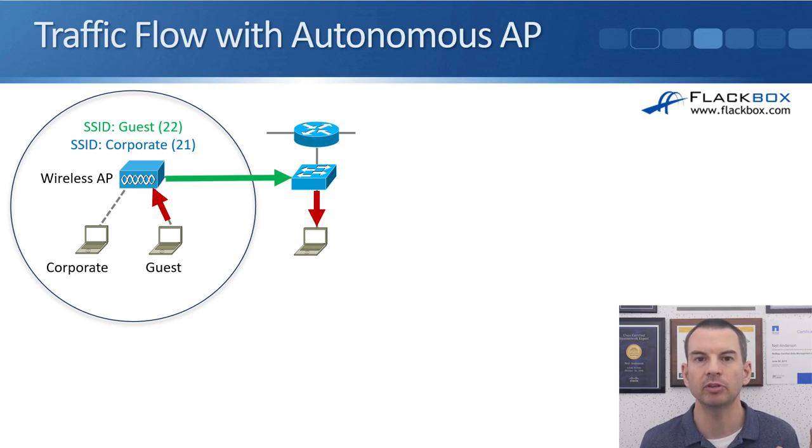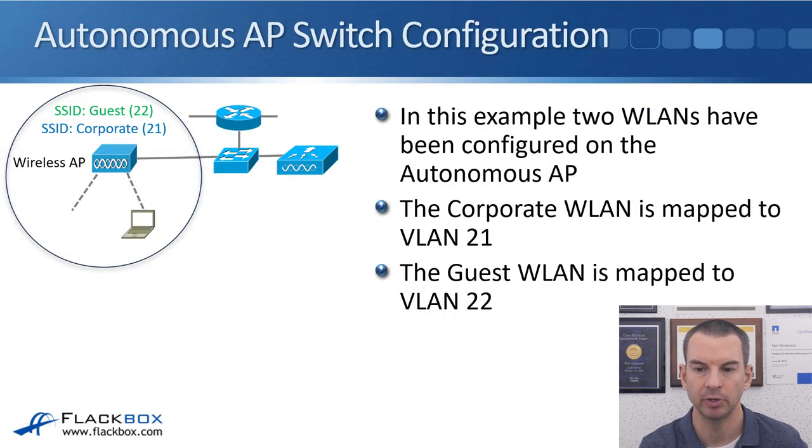So you can see when we're using an autonomous AP, the AP is going to be tagging the frames and sending them on to the switch. And because there can be traffic going for different VLANs there, we're going to need to have a trunk configured between the AP and the switch to support those different VLANs. So let's look and see how we would configure it.